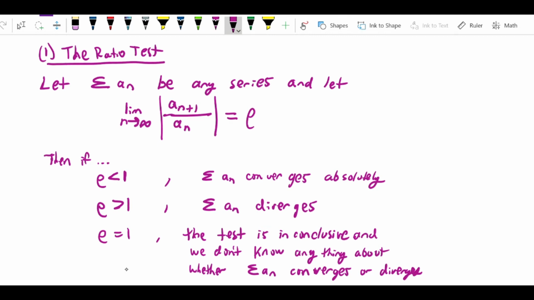One type of series in which you will always get an inconclusive answer with the ratio test is a p-series. You can't get an answer from the ratio test with a p-series, or really any series that's just the ratio of two polynomial functions. It doesn't give you an answer.